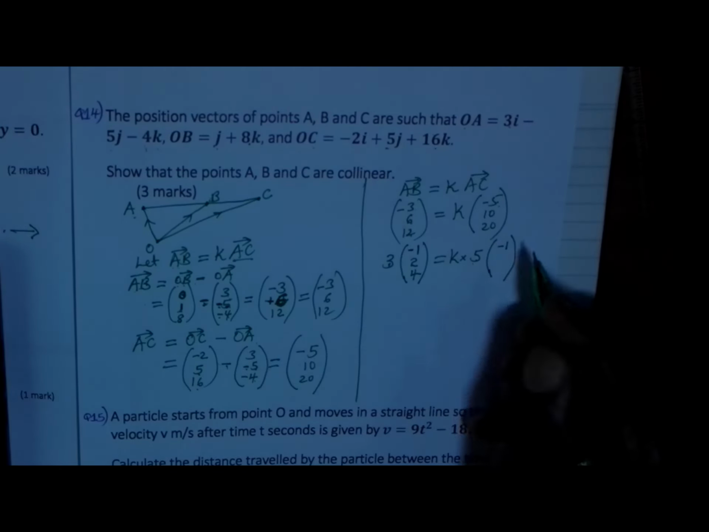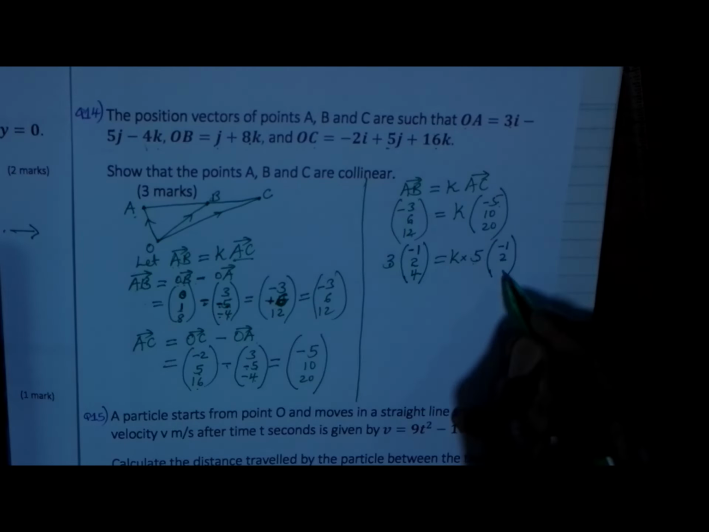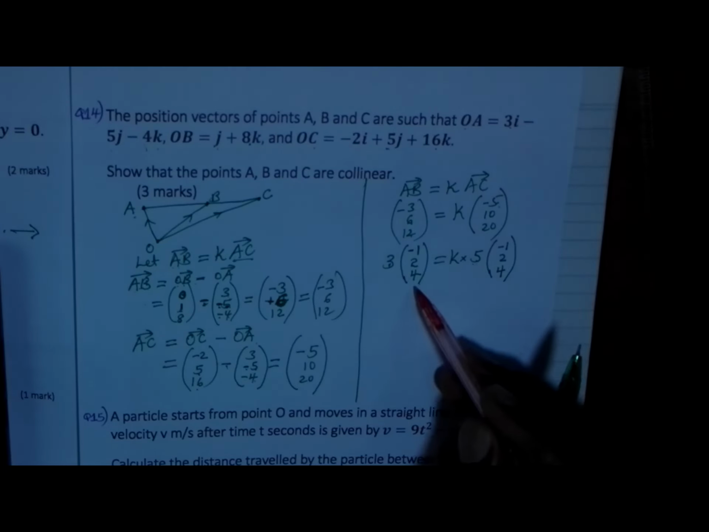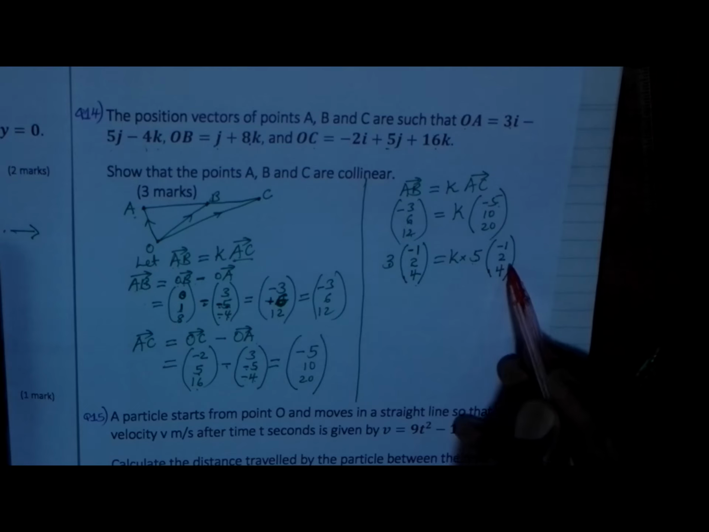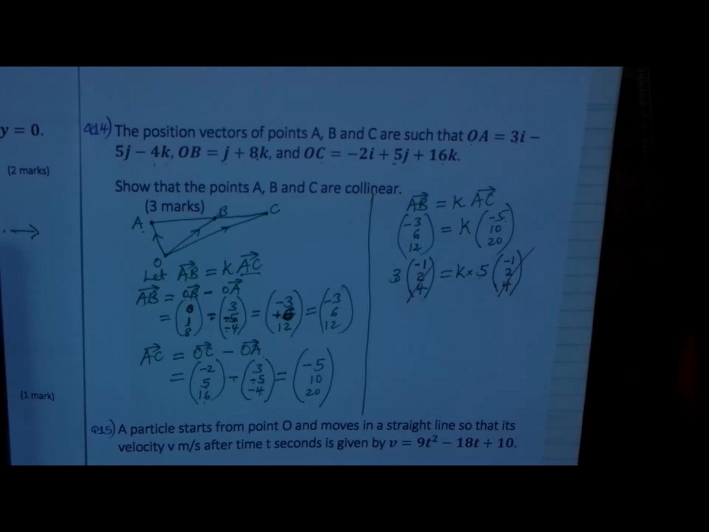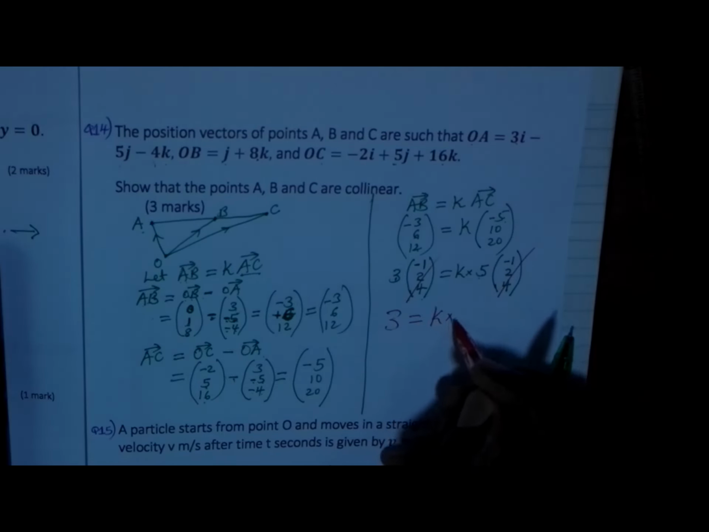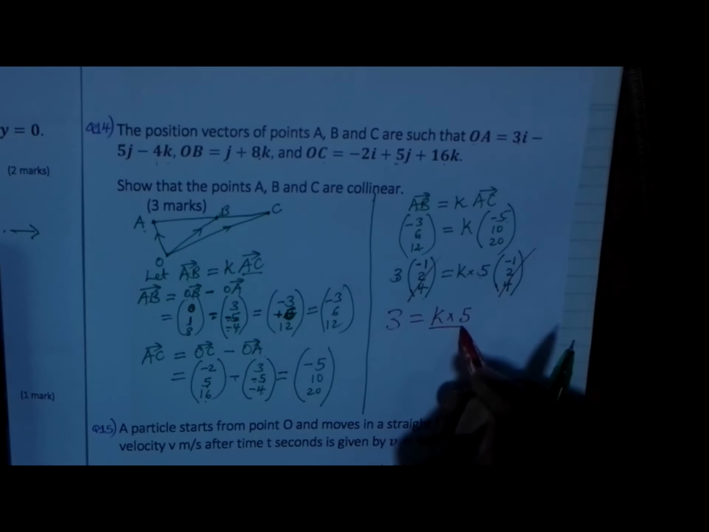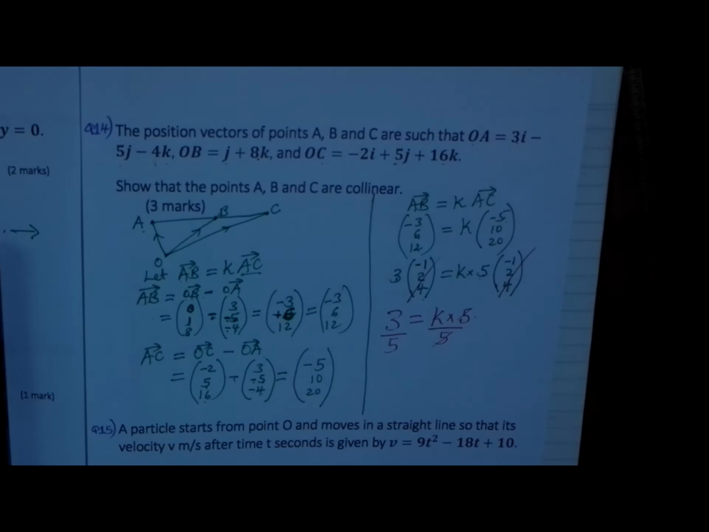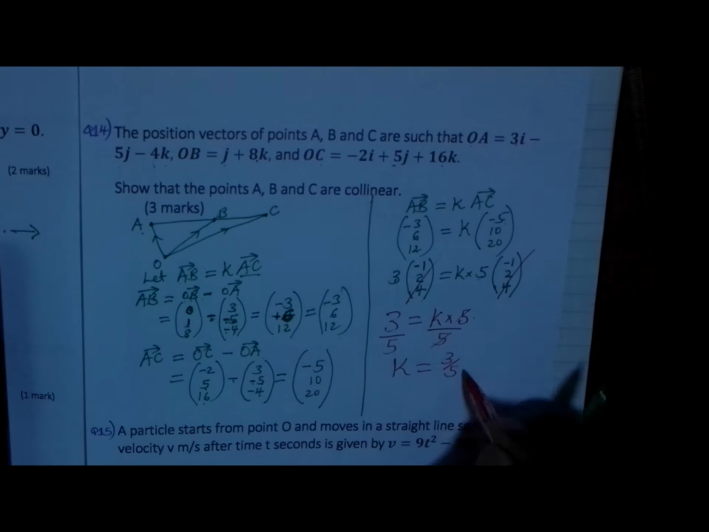10 divided by 5, we have 2. And 20 divided by 5 is 4. That means whatever is inside the bracket is the same, and therefore it will cancel out. Therefore, we shall have 3 is equal to K times 5. And therefore, divide both sides by 5. So K is equal to 3/5.